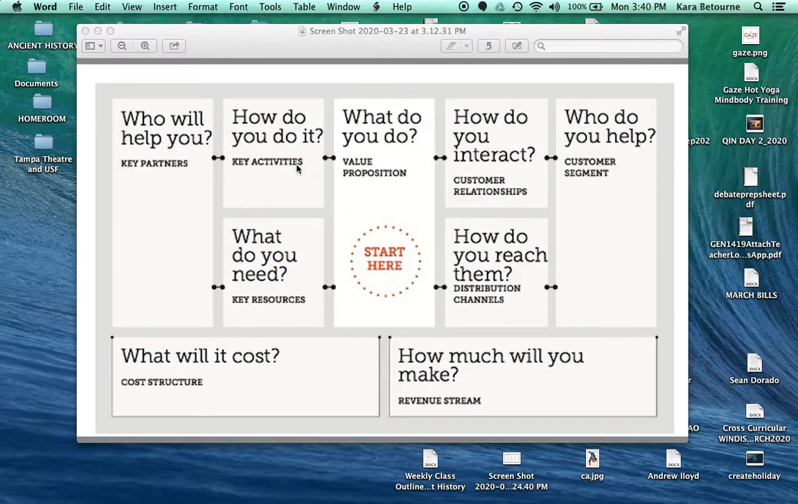And then from there, you can look at these questions, like how do you do it? What resources do you need to help you? How much will it cost to make it? Which in turn might help you come up with the amount of money you're asking for. How much will you make? How do you reach your clients? How do you interact with your clients? Who do you help? So these questions kind of get you started. Now, this is not due, okay? This is just to help you get started with thinking about your business.